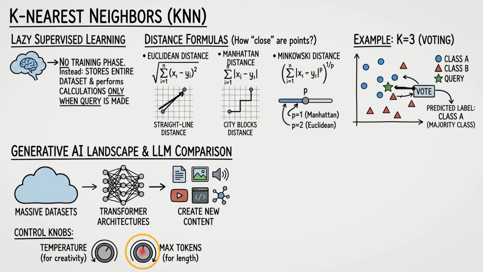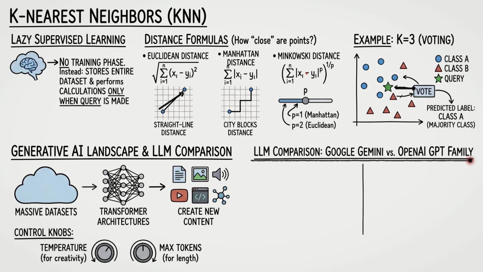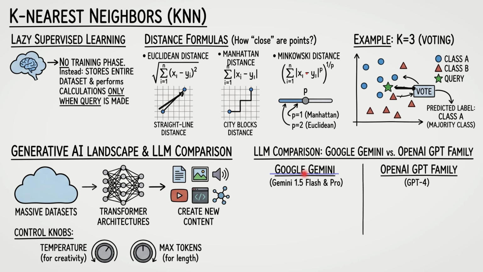If you are choosing an AI model today, let's compare 2 major families. On the left, we have Google Gemini, particularly their Flash and Pro models. They are highly favored for having strong multilingual support across the globe and offering a very generous free tier to get started. On the right, there is the OpenAI GPT family, like GPT-4.